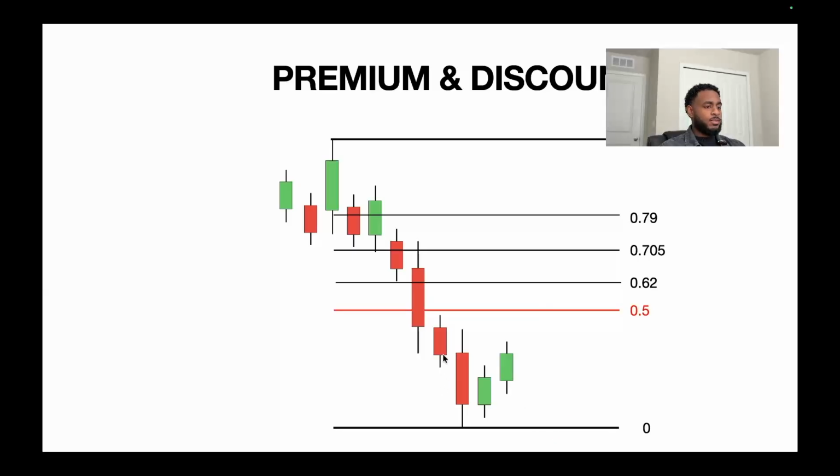So we're going to wait and see if we tap into this fair value gap, which we do. So you can set a limit order at one of these lines. I suggest doing the 0.62. It's a very common area for retracement. So you would set a limit here, right?